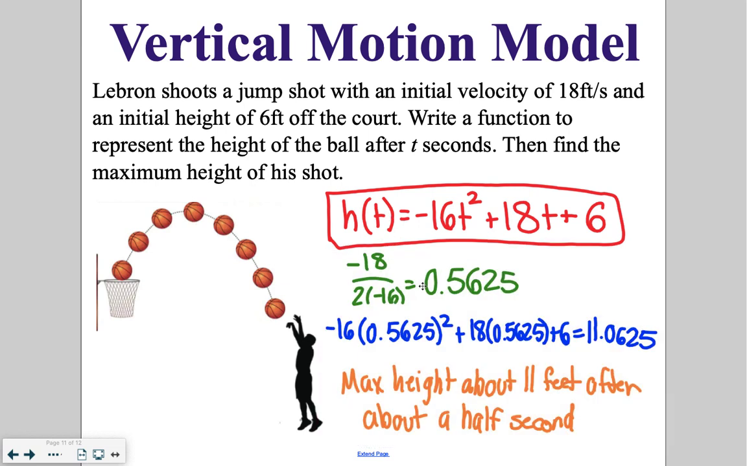So for our maximum height, we plug in our negative b over 2 times a and get 0.5625. Then we take that exact value and plug it into our function. And the maximum height is about 11 feet after about a half a second. If it asks for specifics, then you would obviously say 11.0625 feet after 0.5625 seconds. But for the most part, it is okay to round on these problems.